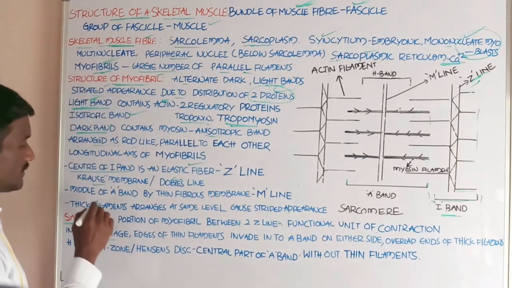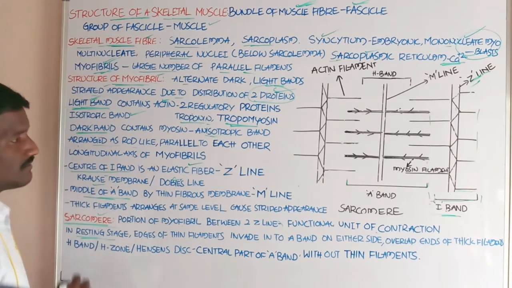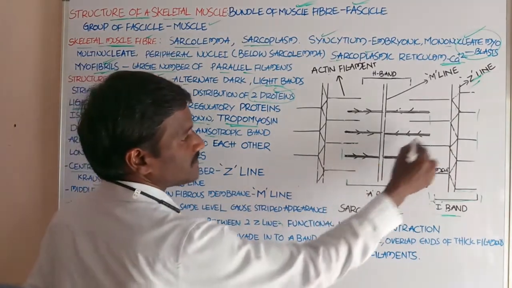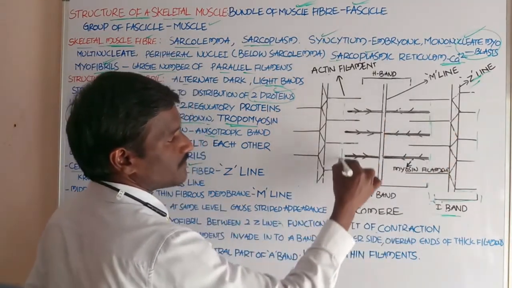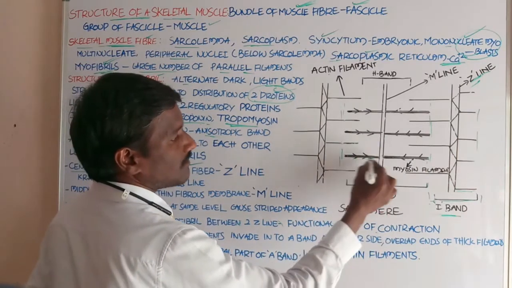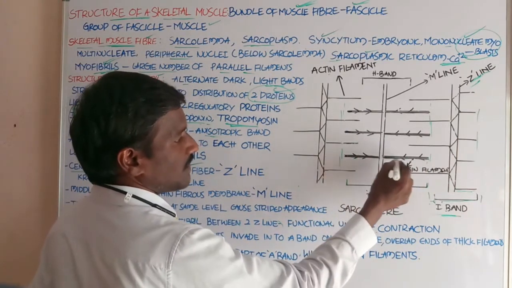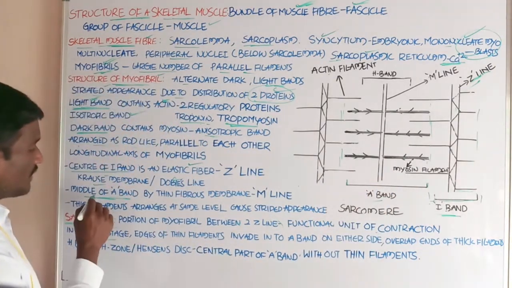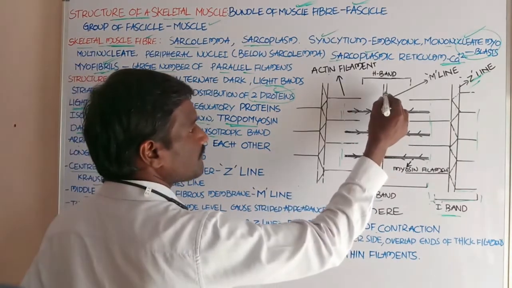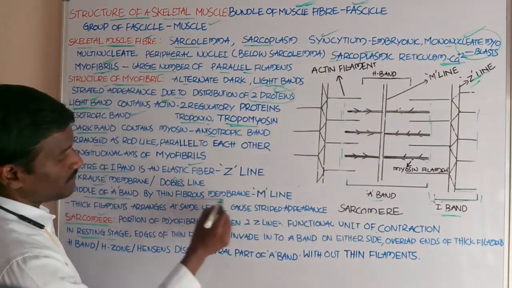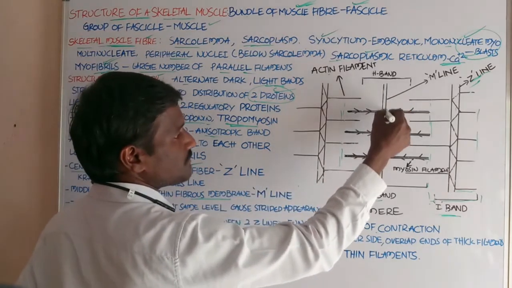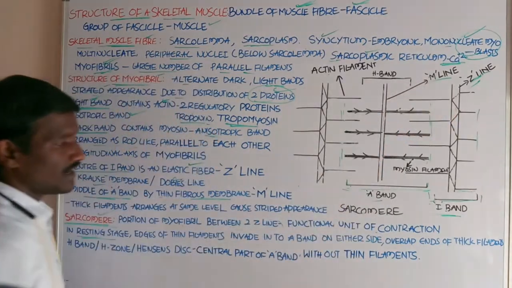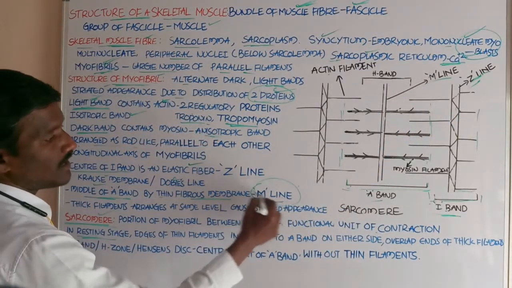Okay, student. Next, the middle of the A band. If you observe, this region is called the A band. The A band consists of myosin filaments. A band means anisotropic band. The middle of the A band has a thin fibrous membrane. This is the thin fibrous membrane present in the middle part of the A band. That is called the M line. Okay, student, that is called the M line.